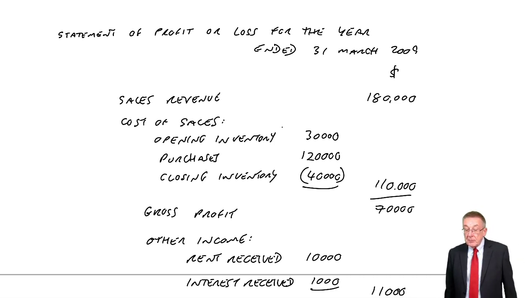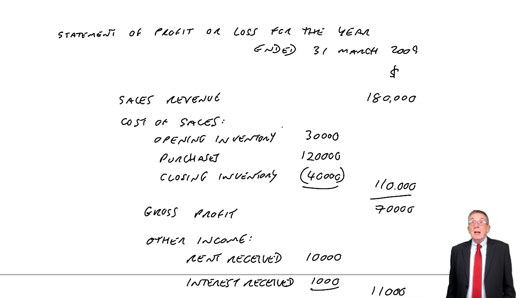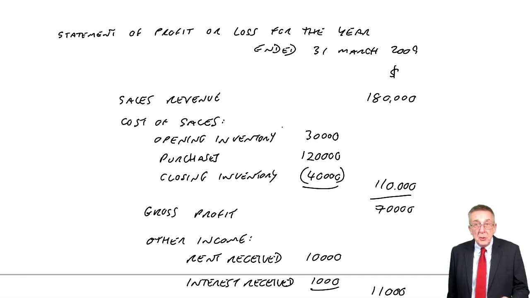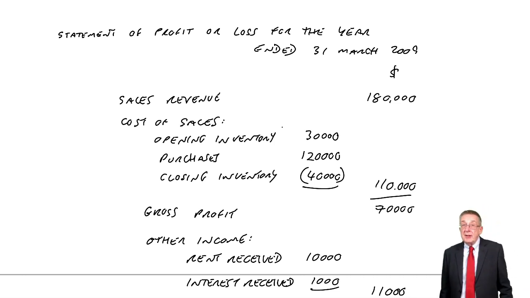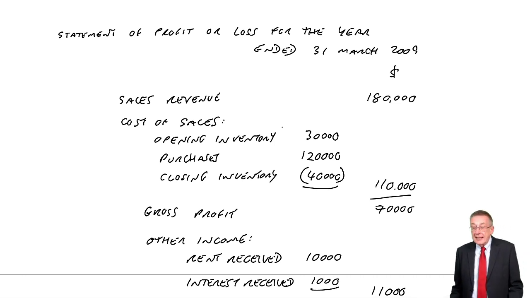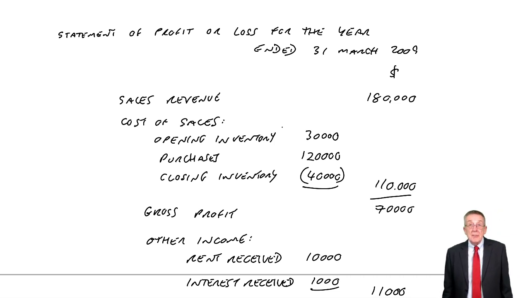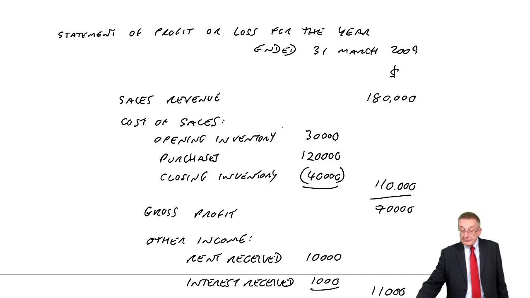Look at the heading, it's statement of profit or loss for the year ended whatever period we choose. I said before, although many businesses choose to do the statements every 31st December, they can do it on any date they like. This business is doing it every 31st of March. So this statement is showing how much profit they made during that year.